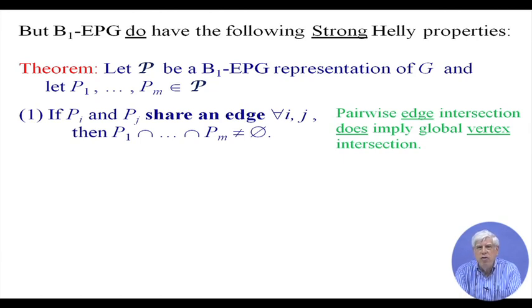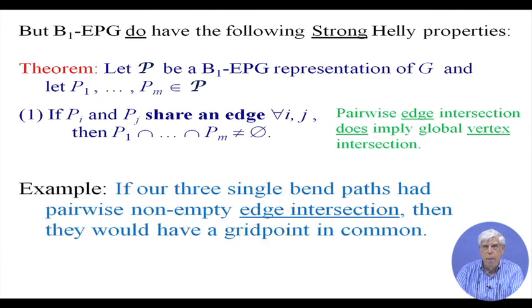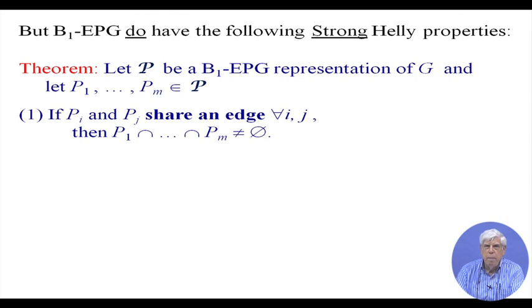So if they pairwise share an edge, they can share a vertex, not necessarily an edge. An example: if our three single bend paths had pairwise non-empty edge intersection, but they didn't, two of them just intersected at a point, and if they did, then they would have a grid point in common, like they do in the claw.